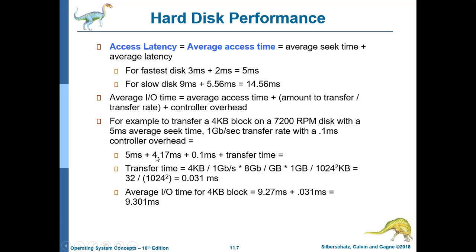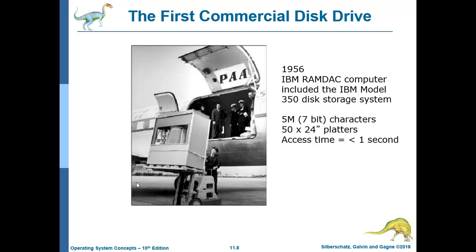Transfer time is equal to 4 kilobytes divided by 1 gigabit per second, times 8 gigabits divided by 1 gigabyte, times 1 gigabyte divided by 1024 squared kilobytes. So it is equal to 32 divided by 1024 squared, which is 0.31 milliseconds. So the average I/O time for a 4 kilobyte block is equal to 9.27 milliseconds plus 0.31 milliseconds, which is 9.301 milliseconds. So this is an example for the hard disk performance.